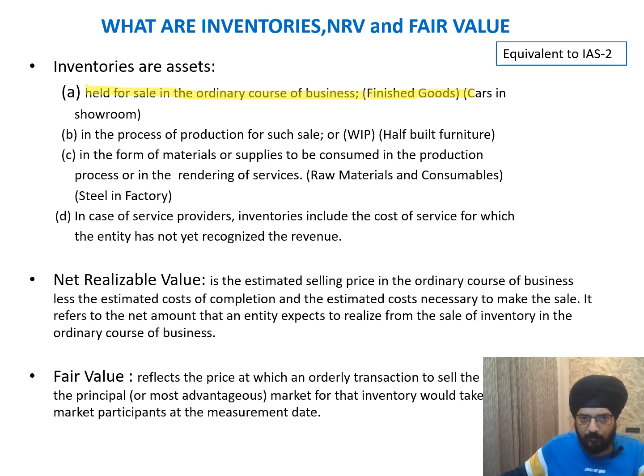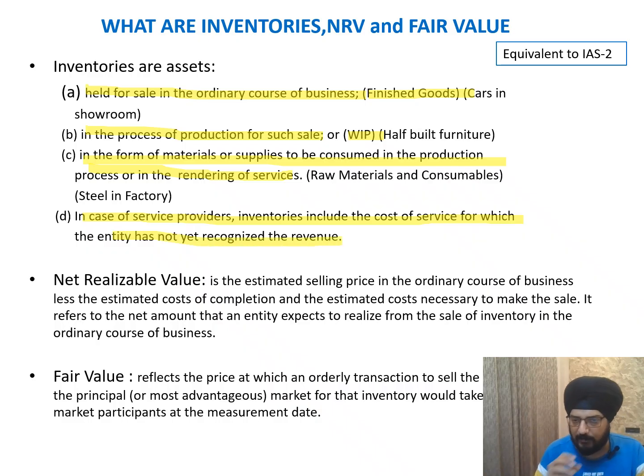Then goods in the process of production for such sales, for example WIP, which is like half-built furniture, in which we have incurred some material, incurred the expenses, incurred some overhead costs, and it is still in production. Then raw materials or supplies to be consumed in the production process or in the rendering of services, for example, still in the factory. In case of a service provider, inventories include the cost of services for which the entity has not yet recognized revenue, which means that they have incurred the cost, and they have either raised the bill or are in the process of raising the bill, but recognition of revenue is still pending.